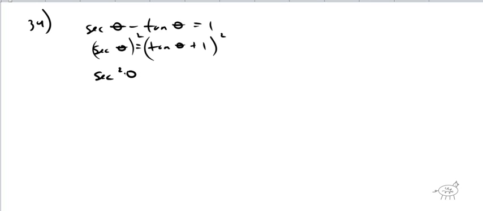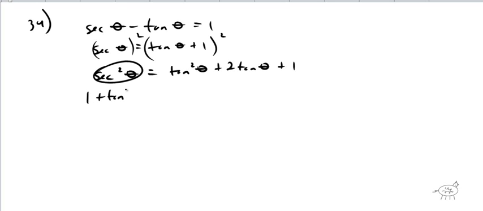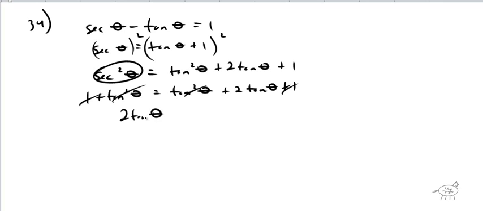So anyway, you get secant squared of theta. If I FOIL that out, I get tangent squared of theta plus 2 tangent of theta plus 1. And then secant squared of theta is 1 plus tangent squared of theta. So the 1's cancel, and if I subtract tangent squared of theta, that cancels too. So I wind up getting 2 tangent of theta equals 0. So tangent of theta equals 0. There are only two places, the first quadrantal angles, so 0 degrees and 180 degrees.